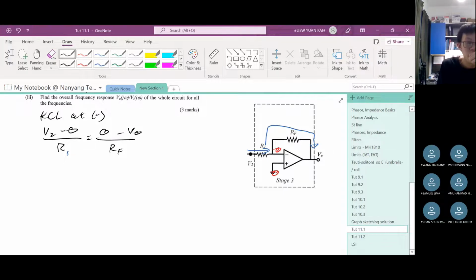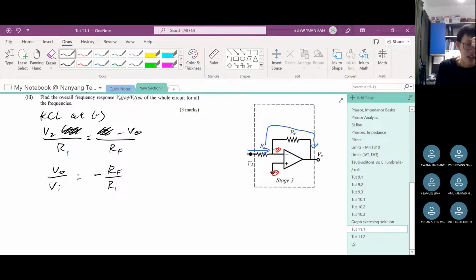We still want to make V out over V2 the subject, which is the frequency response of stage 3 alone. So this one is gone. I'll move this down here, then RF can come up to the numerator. So V out over V2 is equal to negative RF over R1.